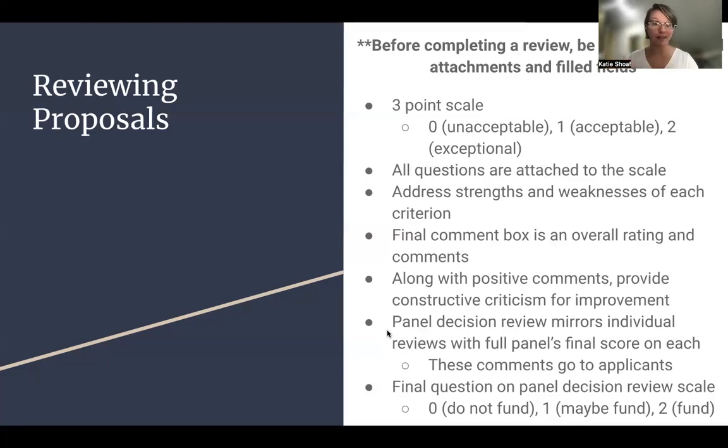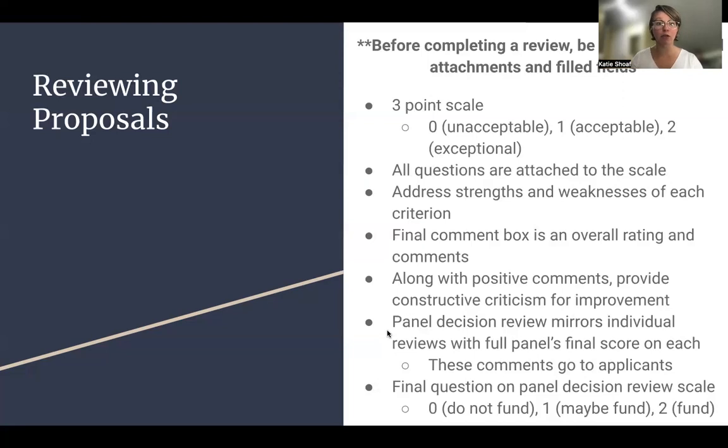It's going to be exactly the same as the preliminary review screen, essentially, with the exception of the final question. So that final comment box is an overall rating of the whole proposal, and the option to give some overall comments or feedback. That's in the preliminary review. In the full panel final funding recommendation review part, that final question will ask you to make a final funding recommendation. 0 being do not fund, 1 meaning maybe fund if things go crazy and we have a ton of money left over, and 2, definitely strongly consider this for funding. We think it's a good proposal.